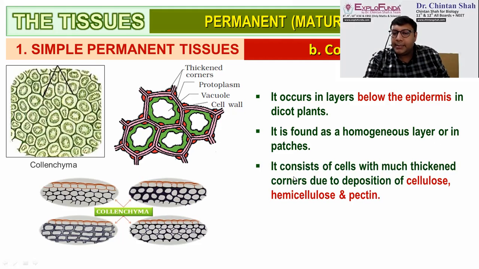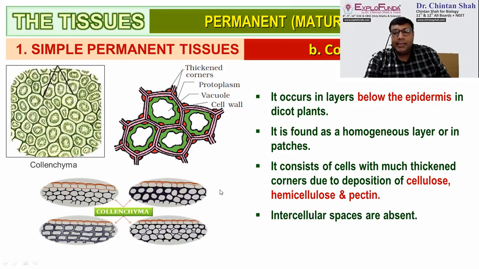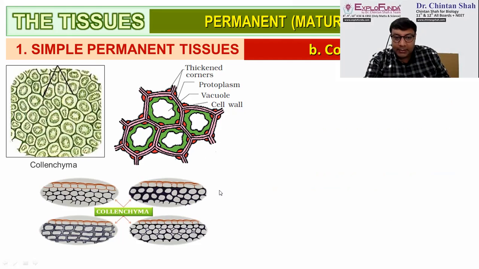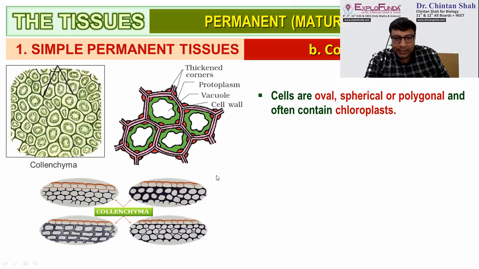It consists of cells with much thickened corners due to the deposition of cellulose, hemicellulose, and pectin. So hemicellulose and cellulose are already there, but the main one is pectin. Intercellular spaces are absent because they are filled up by what? They are filled up by this hemicellulose, cellulose, and pectin. Yes. Cells are oval, spherical, polygonal, and often contain chloroplast.